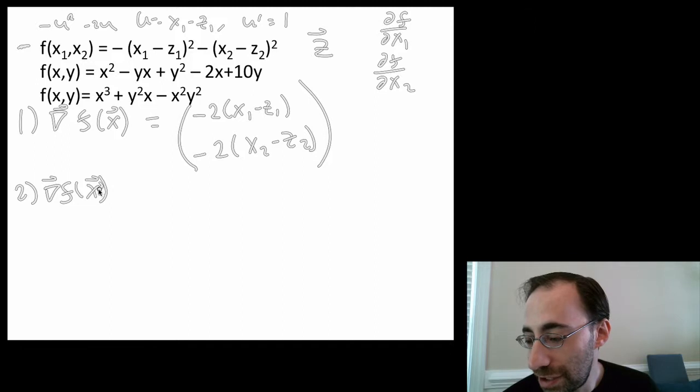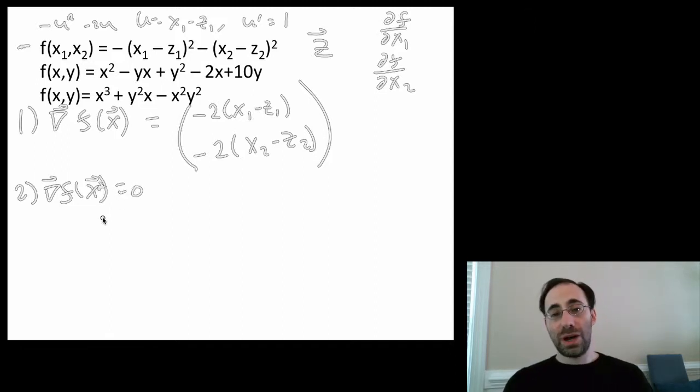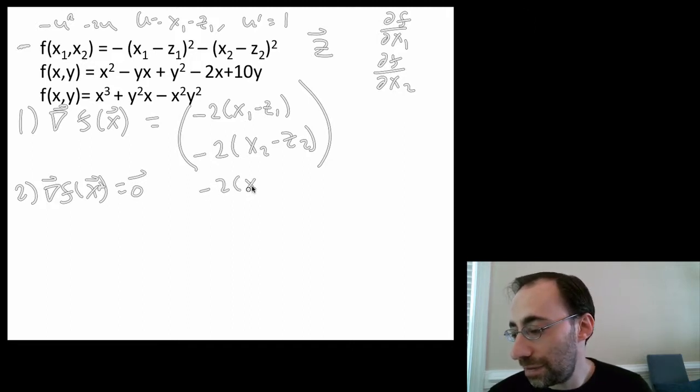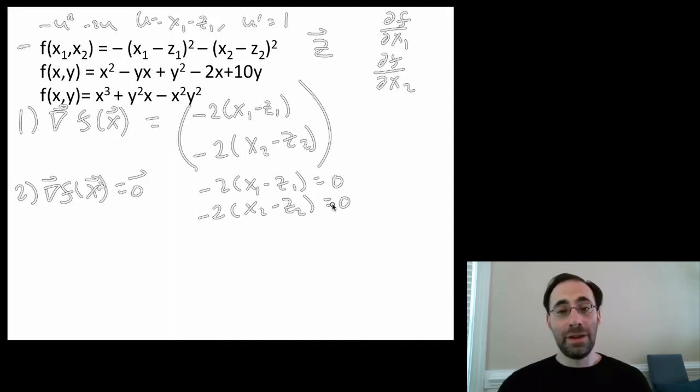So the critical value is x star, then make this thing equal to 0. Well, that gives you here two equations and two unknowns. That's the zero vector. The first equation is negative 2x1 minus z1 equals 0. That's the first component. The second one is the second component. Good news here is there's no x2 in the first component and no x1 in the second equation, rather. Therefore, solutions don't require solving simultaneous equations.